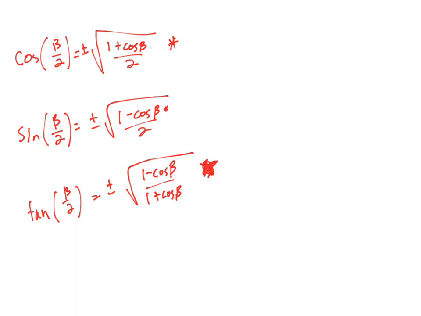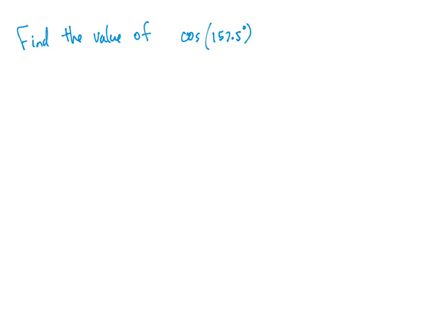So I'm just going to give one example on how we can use these formulas to find the value of an angle. So let's find the value of cosine of 157.5 degrees. Now, the first thing to notice is that 157.5 is not one of the values on the unit circle. But if we do 157.5 degrees times 2, we get 315 degrees, which is a value on the unit circle. So in other words, we're going to use the half angle formula for cosine. So cosine of 315 degrees divided by 2. 315 divided by 2 is 157.5 degrees.